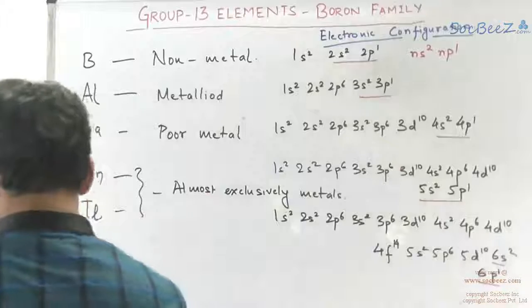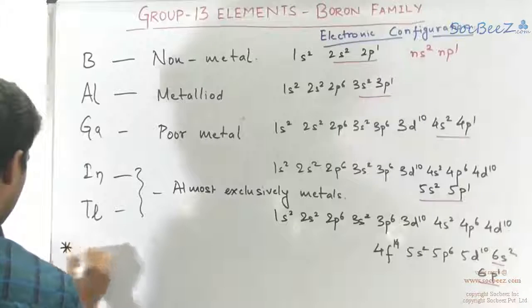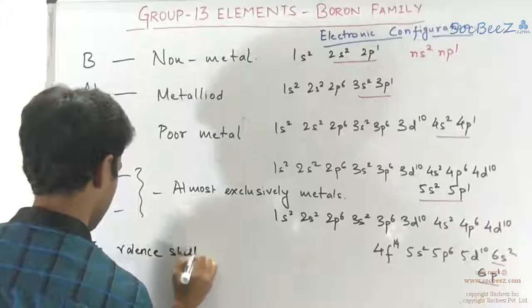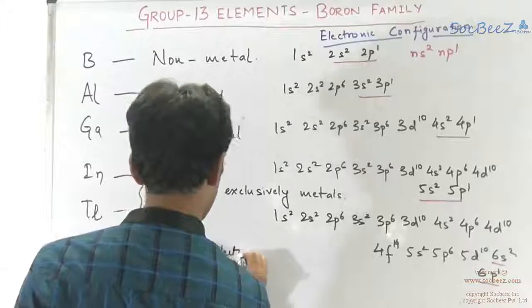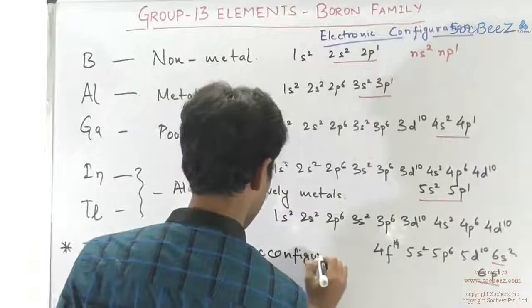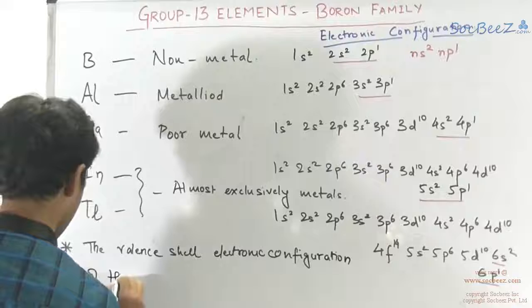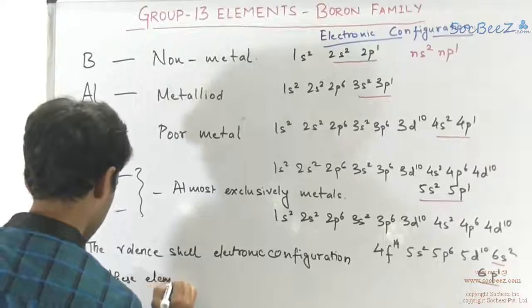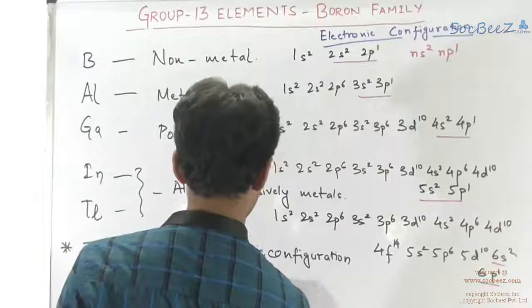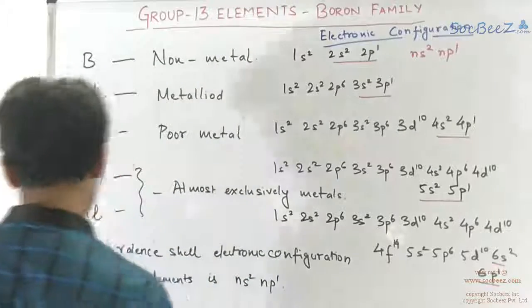So the valence shell electronic configuration of these elements is ns2 np1, which you can see from these electronic configurations.